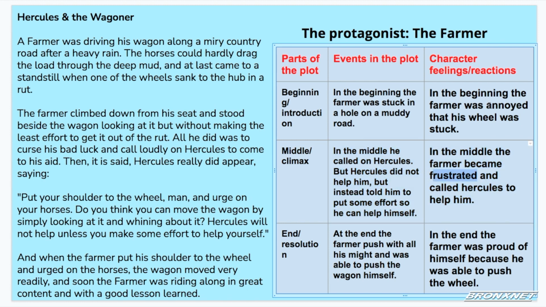First, the farmer was annoyed. His wheel got stuck. Then he was frustrated because Hercules wouldn't help him. But by the end, let's see what happened. Since the farmer pushed his wagon himself and he didn't get help from Hercules, how do you think that made him feel? The farmer was proud of himself because he was able to push the wheel. So when we talk about tracking the character, we're talking about how the character feels in the beginning, in the middle, and at the end, right? So in this case, our character went from being annoyed to being frustrated and to being proud of himself.